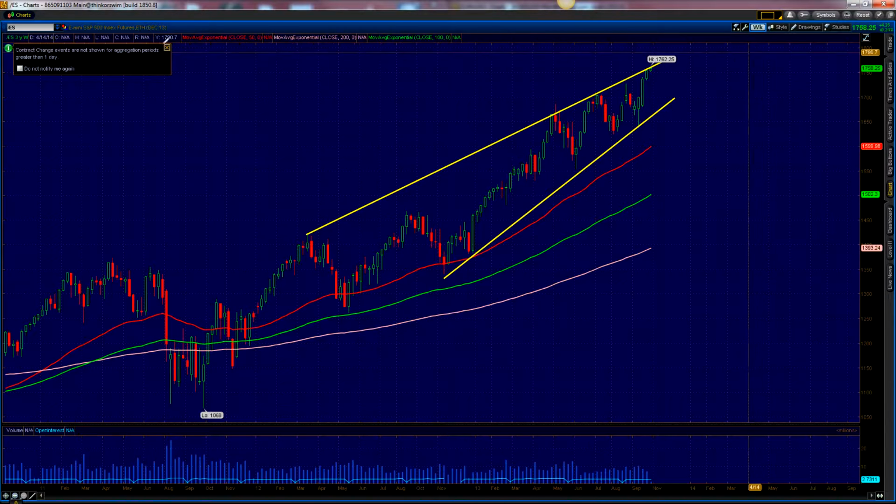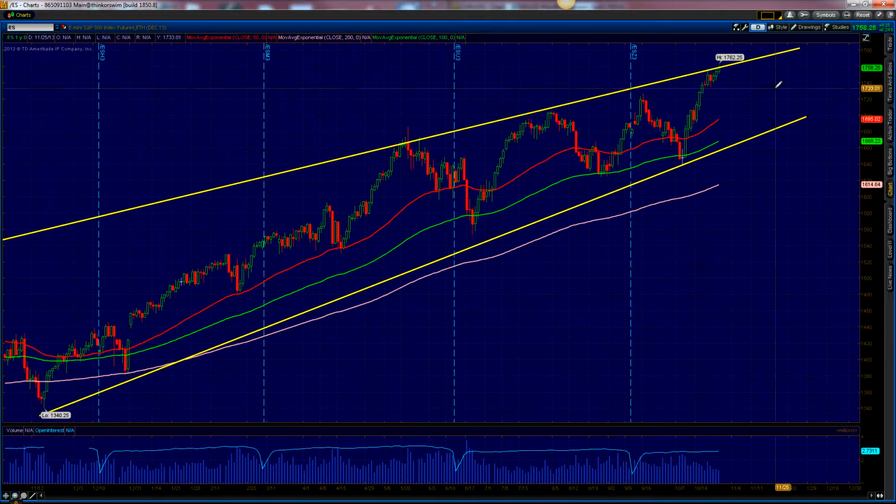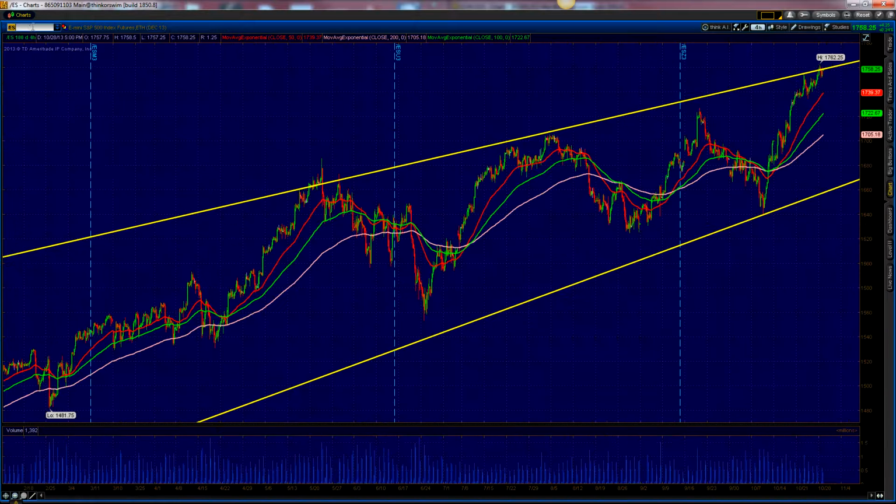It's not pretty. It's not perfect. I've actually had to redraw it several times, but that is something that you should keep an eye on. We do have 1, 2, 3, 4-ish tests on it, so it is at least to a certain extent technically valid. So keep your eye on that. But really very little else to talk about. In E-minis, we're still pressing the top of that range.